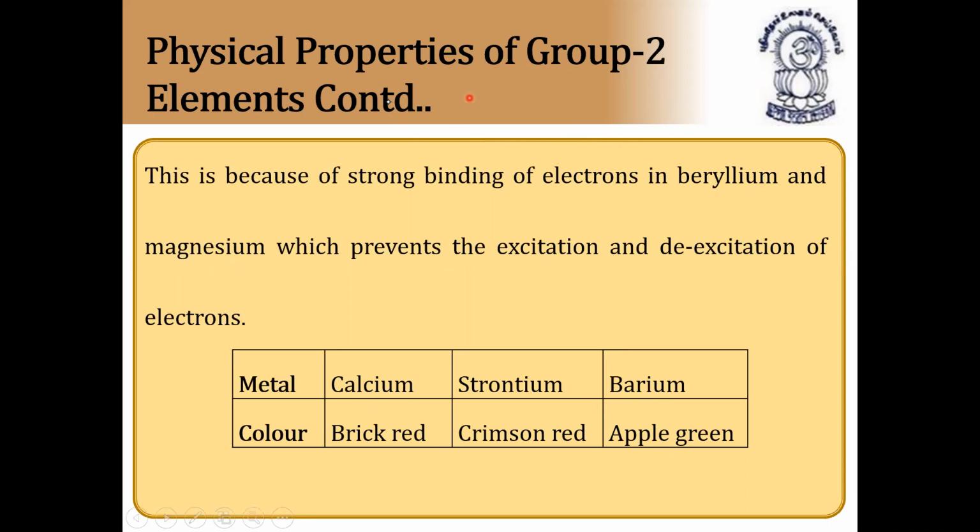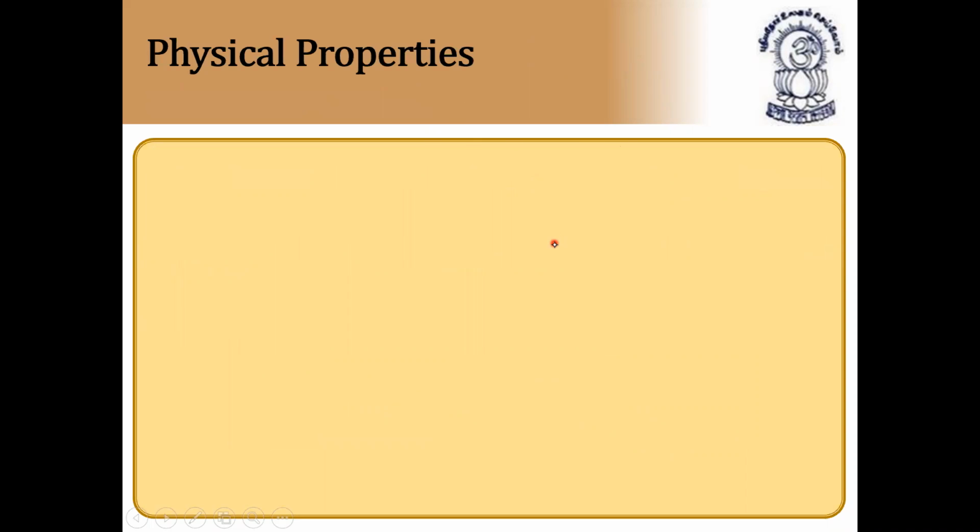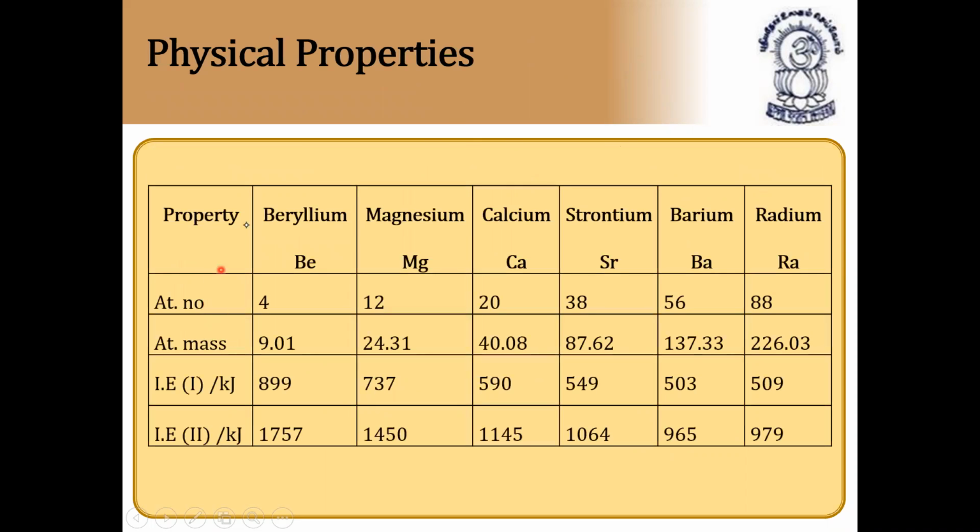Next continuation. Physical properties. Atomic number: beryllium, magnesium, calcium, strontium, barium, and radium. So what is the atomic number of beryllium? 4, 12, 20, 38, 56, and 88. Now atomic mass, it is 9, 24, 40, 87.62, 137, 206.03. Ionization energy. The first ionization energy in kilojoules is 899.